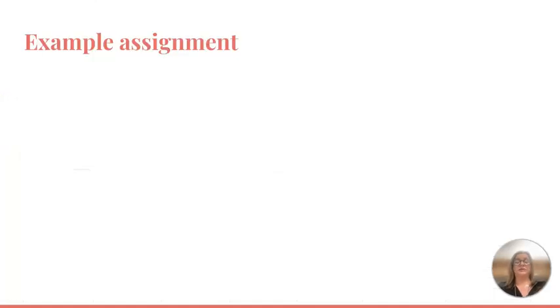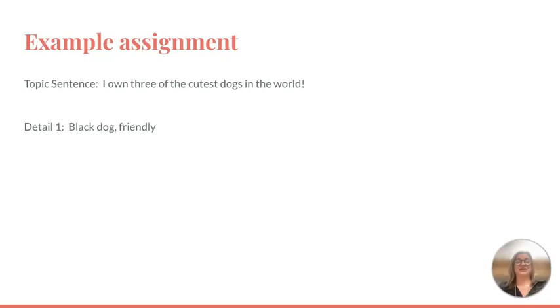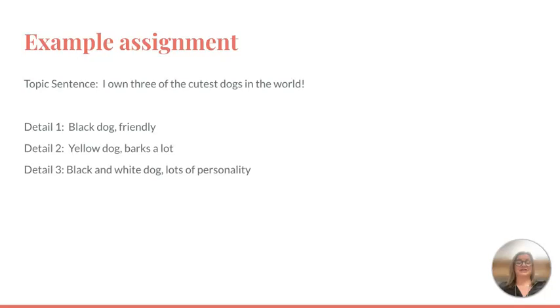I want to give you an example of something you will run into in this lesson. So you're going to be given a topic sentence, like, I own 3 of the cutest dogs in the world. Then you're going to be given detail 1, detail 2, and detail 3. And you get to write whatever the lesson or question calls for. This one calls for write a lead off or follow-up sentence for detail number 2.